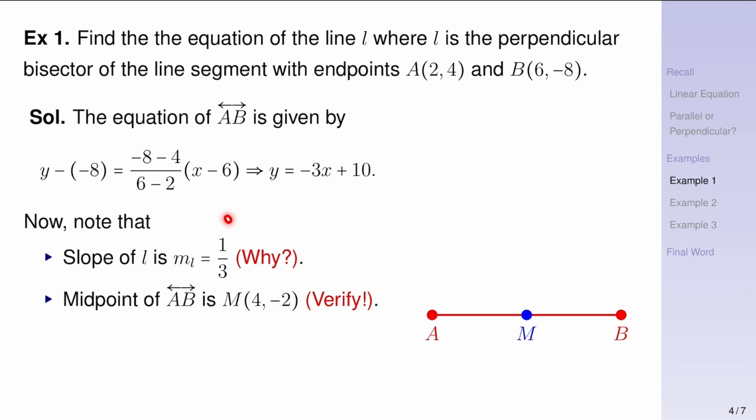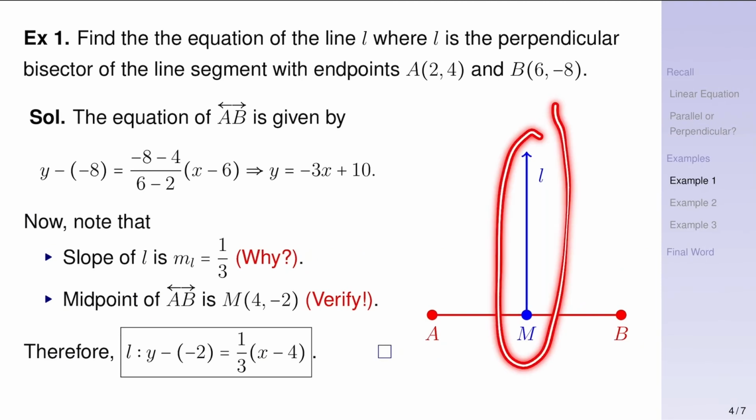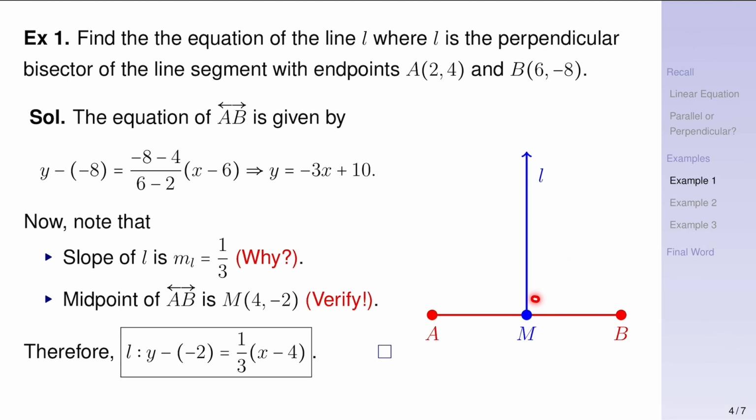We can now form the line L, since we have the slope and a point on it. So using the point-slope formula, we obtain the line L given by y minus negative 2 equal to 1 over 3 times x minus 4. So it is represented by this blue line out here, a line perpendicular to AB, and it passes through the midpoint M so that these two are equal. So that is the answer for this problem. It kind of looks scary at first, but once you understand what's going on in the problem, it actually becomes easier. Let's move on to the next one.